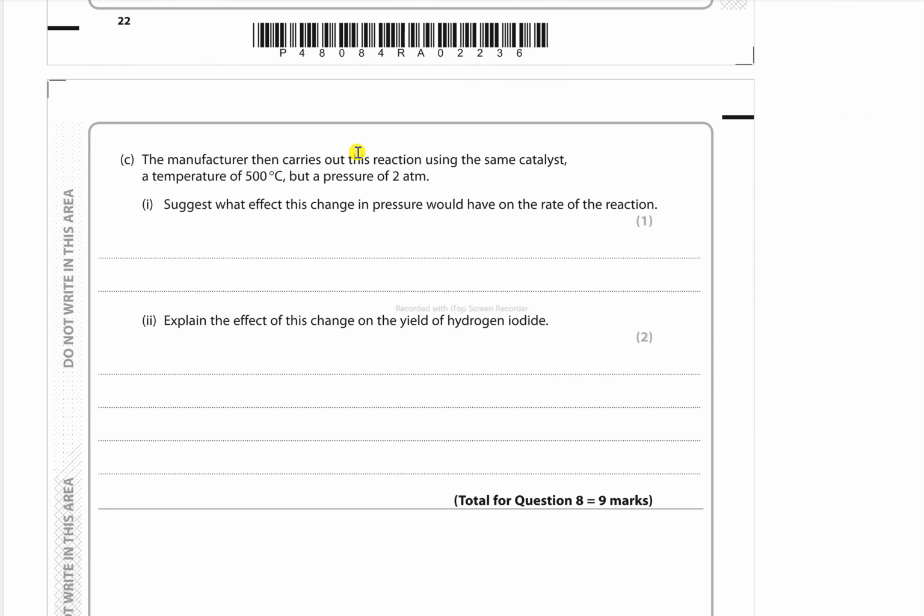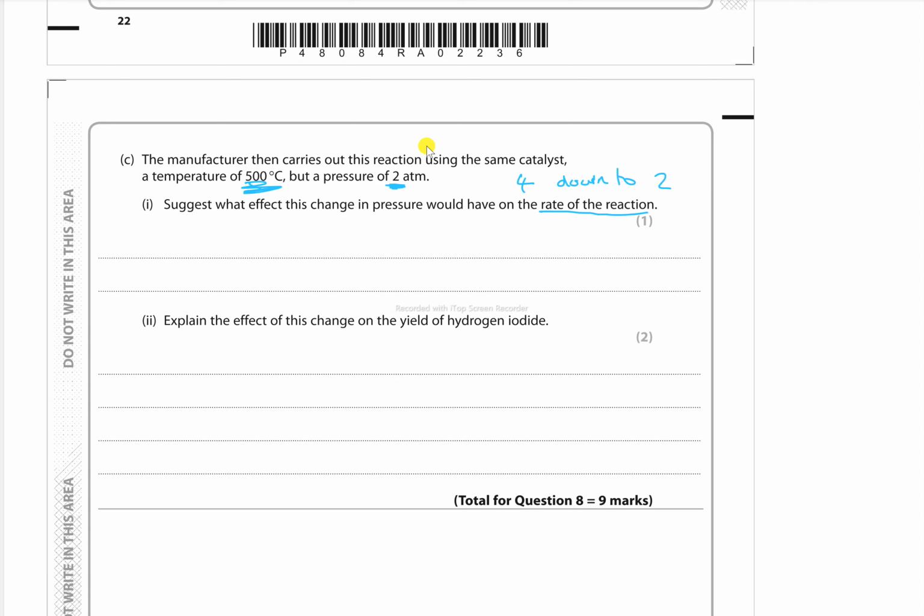Right, the manufacturer then carries out this, but okay, so what's happened? So you've got 500, but they've reduced the pressure from 4 down to 2. Right, what does that mean? That means the rate of reaction decreases.